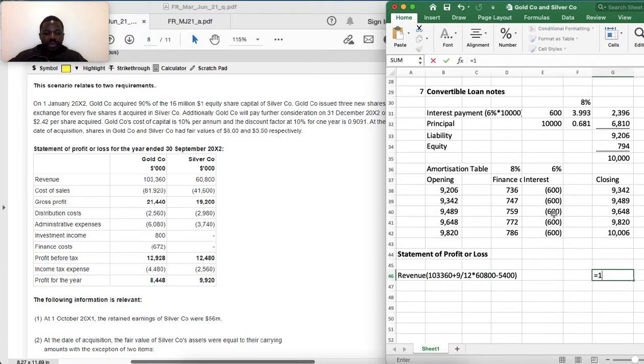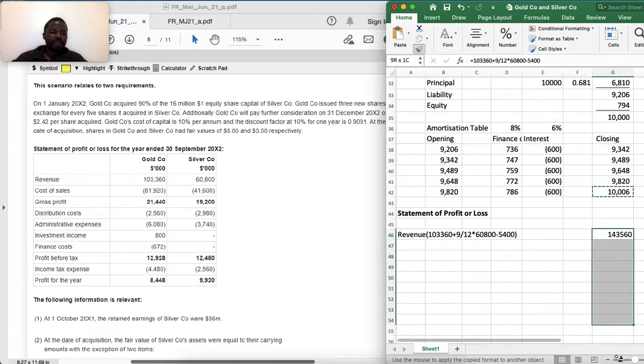So we'll say 103,360 for the parent plus 9/12 of 60,800 less 5,400, less 5,400 as the what? As the intra-group sales. Let's copy the formatting here.